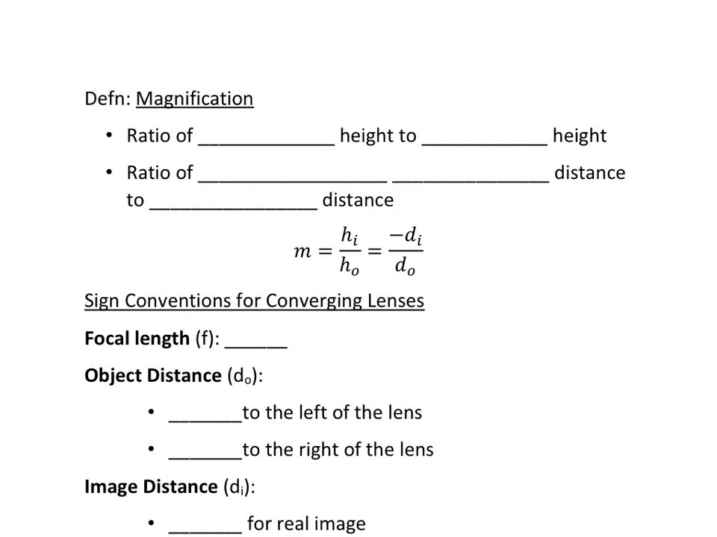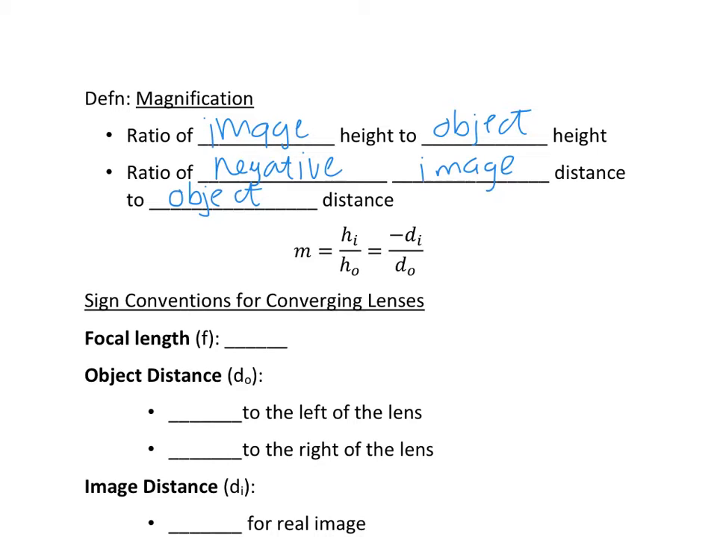Magnification is the ratio of image height to object height. It's also the ratio of the negative image distance to the object distance. And you have the equation right in front of you.